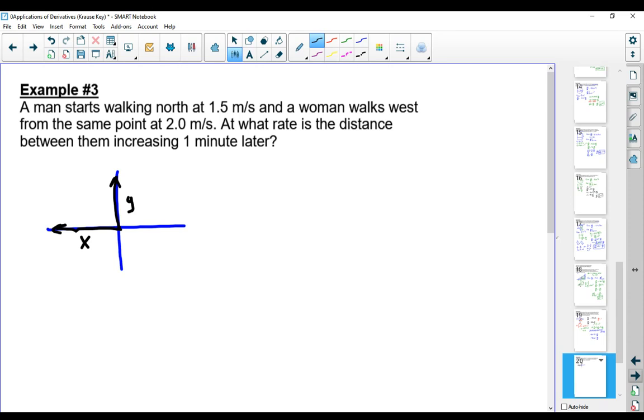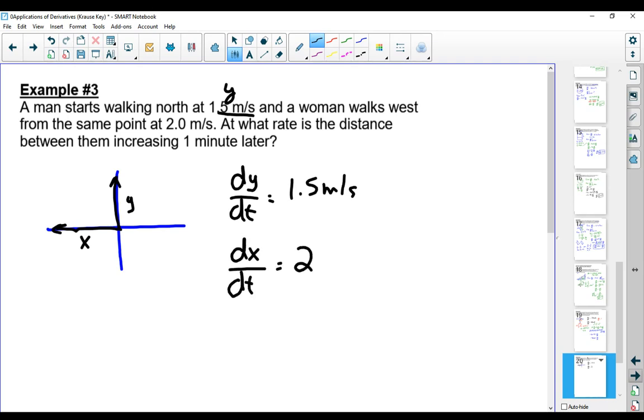As they're walking away from each other, their distance is increasing, so I'm going to make my derivatives positive. Some of you might be thinking in terms of physics and having things be positive direction and negative direction. So I'm hoping that you're not confusing the two as I'm explaining them. So we're told a man starts walking north at 1.5 meters per second. North, we've said, is y, so dy/dt is 1.5 meters per second. And then dx/dt is 2 meters per second.